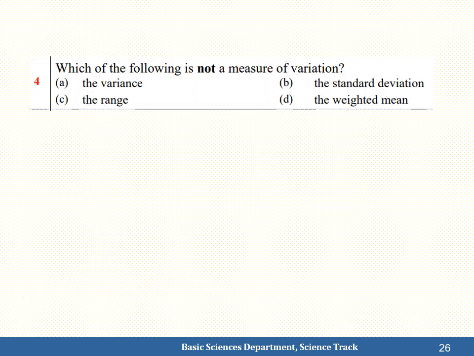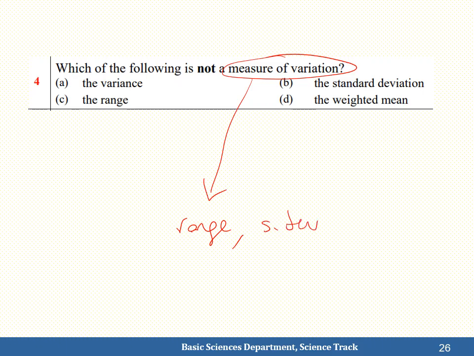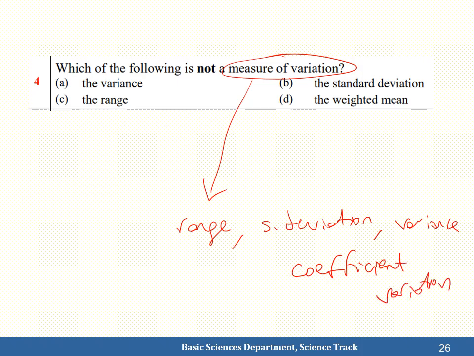Which of the following is not a measure of variation? So measures of variation are range, standard deviation, variance, and coefficient of variation. So when you look here, it says which is not a measure of variation. Variance, yes. Range, yes. Standard deviation, yes. But the weighted mean is not a measure of variation.